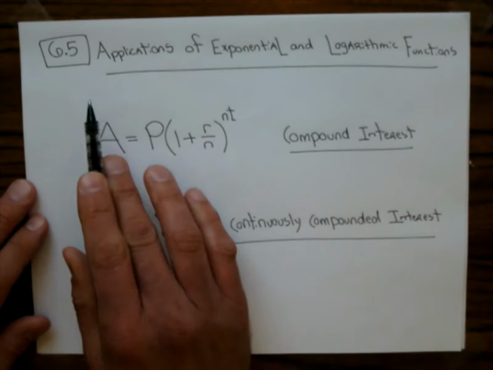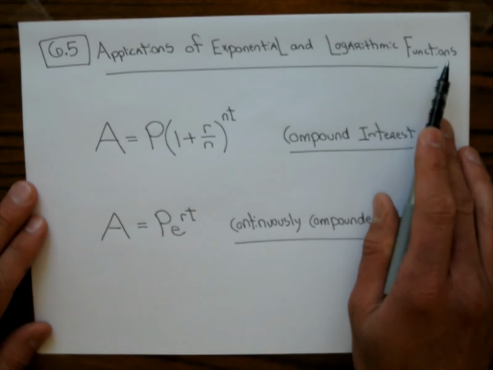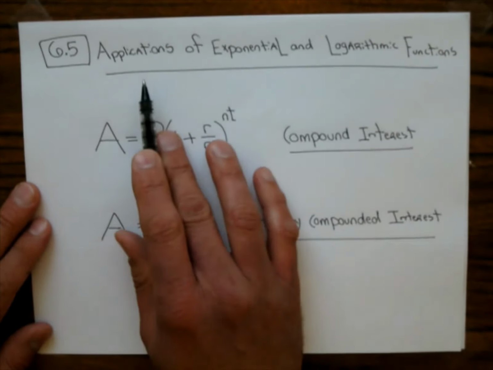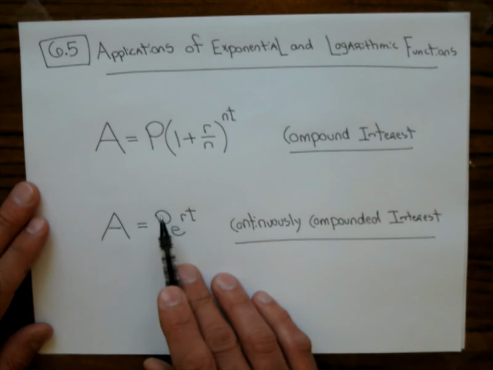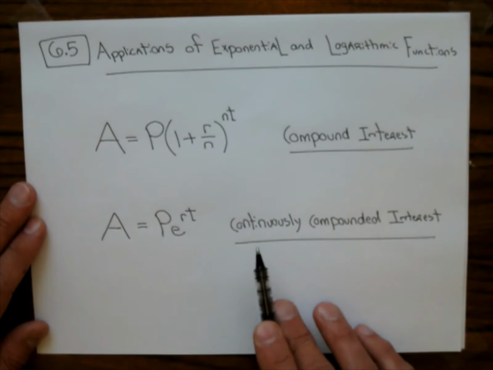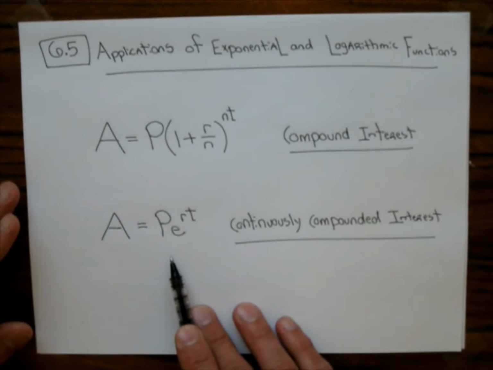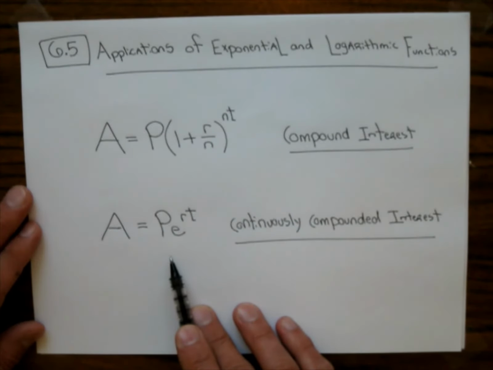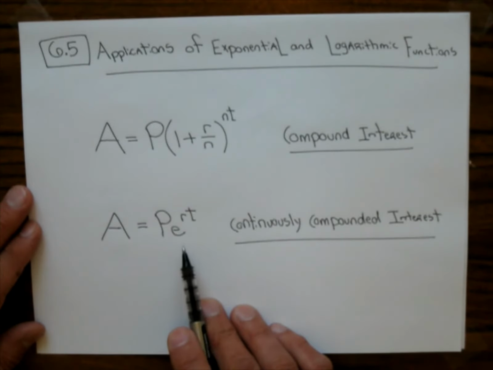6.5, the title is called Applications of Exponential and Logarithmic Functions. We're going to mostly, or maybe 100%, do the applications of exponential functions. There's a lot in 6.5, and we're going to cover some of it. The first thing that we're going to cover happens to be compound interest and continuously compounded interest. We have these formulas you may have seen in another class. What we're going to do at the beginning is derive these formulas, and after we derive the formulas, we'll start doing some problems.